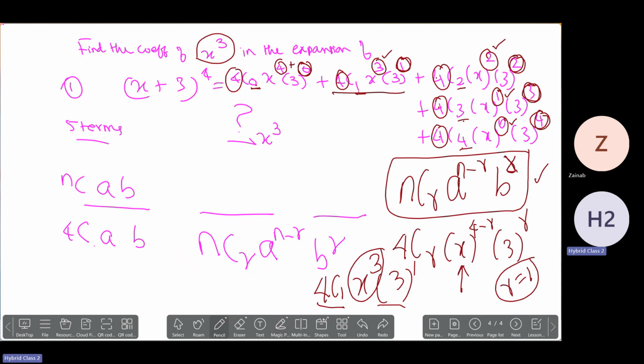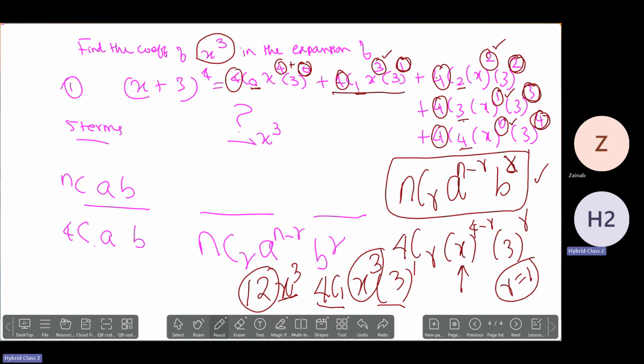4C1 value 4 only comes. Then 4 times 3 to the power 1 is 12. So my answer is going to be 12 x cube. So the answer for this question is 12, the coefficient of x cube if I expand (x plus 3) whole power 4. Understood what I did?